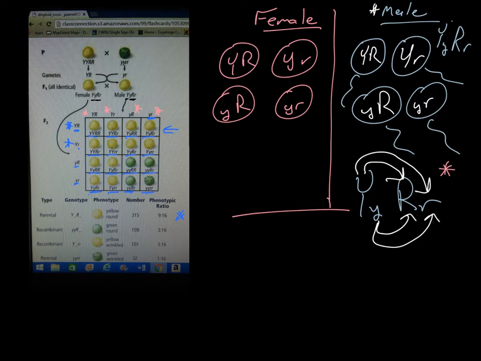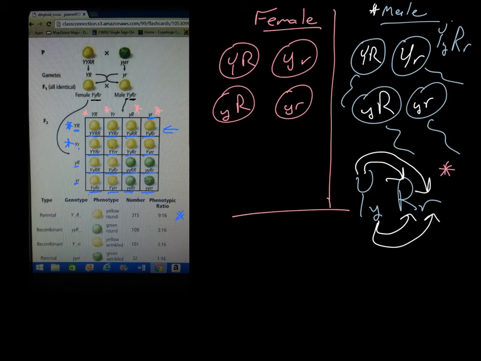And then this one here is homozygous recessive for color, heterozygous for smoothness, and finally you get your homozygous recessives for color and smoothness. And you'll notice that there's only 1 of these as well. So 1, 2, 1 to 2 to 1 to 2, etc.